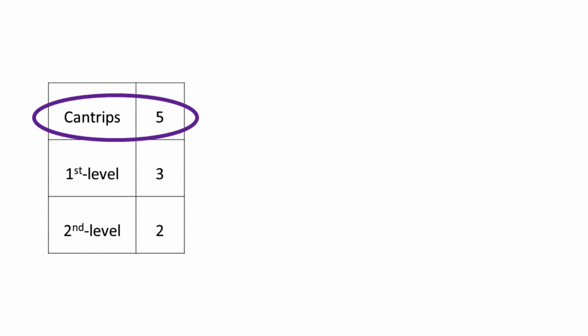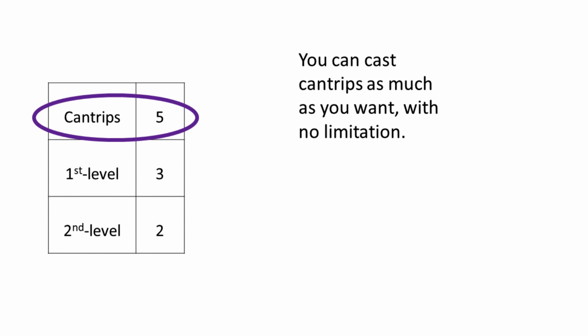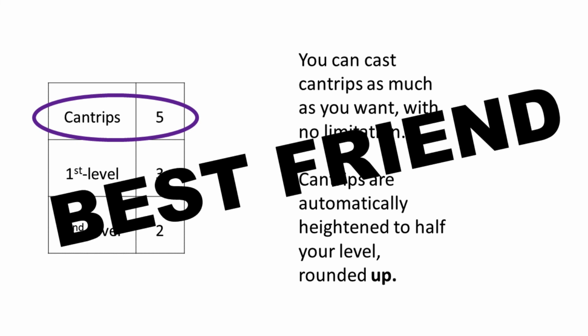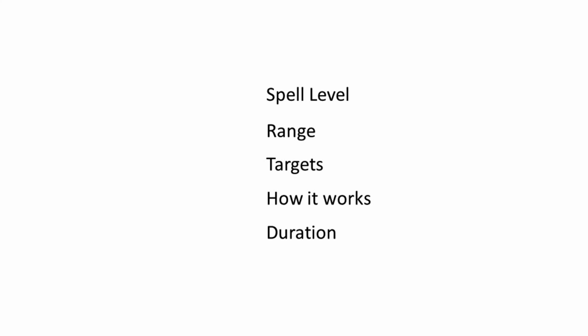Now, we can talk about cantrips. You can cast cantrips as much as you want with no limitation. Additionally, cantrips are automatically heightened to half your level rounded up. For these two reasons, cantrips are your best friend. There are some things you need to figure out for every spell. The spell level, the range, the target, how it works, and the duration. Each spell can cost a different number of actions. Some spells are even only a reaction.